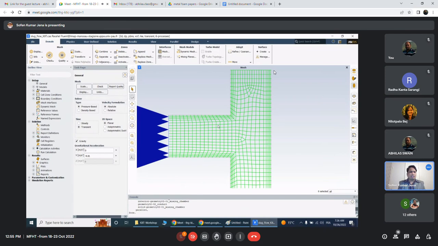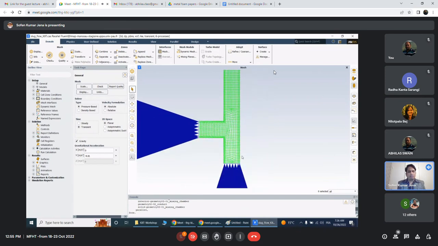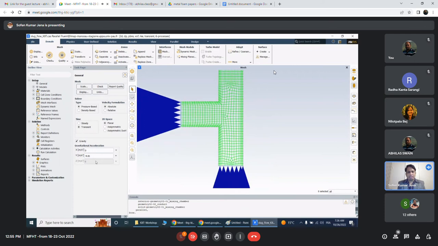Let's first come. All these multiphase models, VOF, mixture, Eulerian, they work on a pressure-based solver. They don't work in the density-based solver. Choose pressure-based solver. Velocity formulation is absolute. This is a 2D thing, that's why it's a 2D planar flow. Time formulation, as I told, it's transient in nature, just transient. And we have gravity in the y direction, negative y, because we have y in the positive direction, gravity is along negative y, that's minus 9.81. This is the general setting.